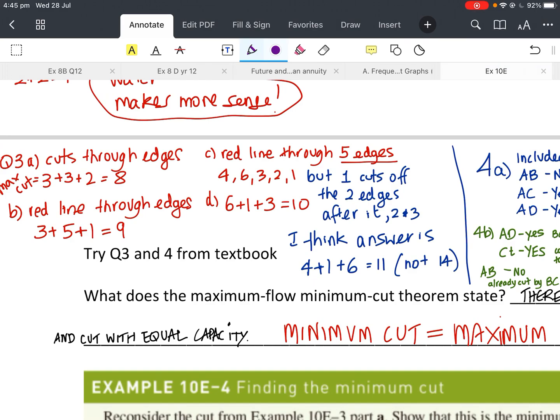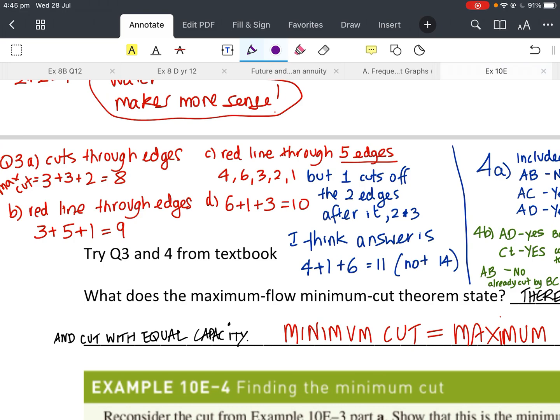C says red line through 5 edges. It does go through 5 edges. However, the bottom one, I actually think this answer is 11, not 14. You can let me know if you don't agree, please. If you follow the bottom route, if you cut it off at the 1 edge, the water won't flow to the 2 and the 3 edge. So I don't quite understand why in the answer they've given the answer as 14, because there's not another route that will hit that 3 weighted edge. So anyway, I'll keep going.